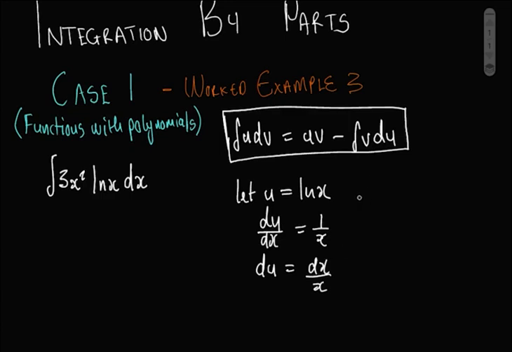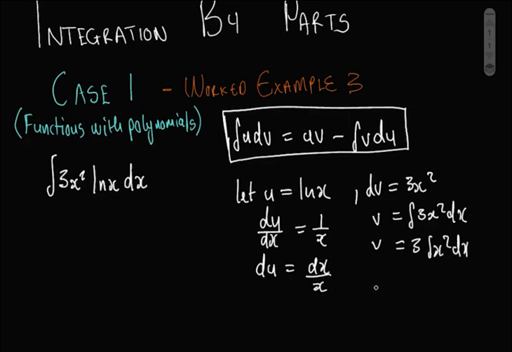All right, now that means my dv is equal to 3x squared. And my v is the integral of 3x squared with respect to x. I pull out 3, so v is 3 multiplied by the integral of x squared. You increase the power by 1, right? It becomes x cubed over 3, okay? So you increase the power by 1, then you divide by the new power. 3 and 3 will cancel. That means v is equal to x cubed.